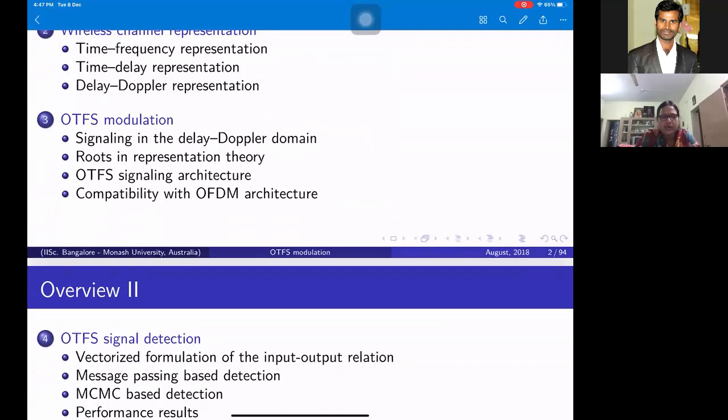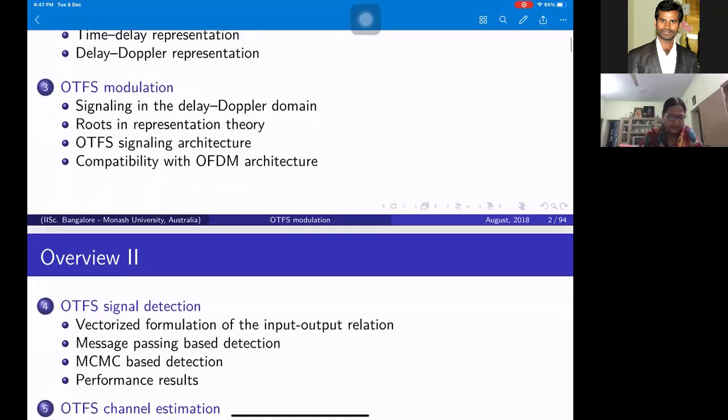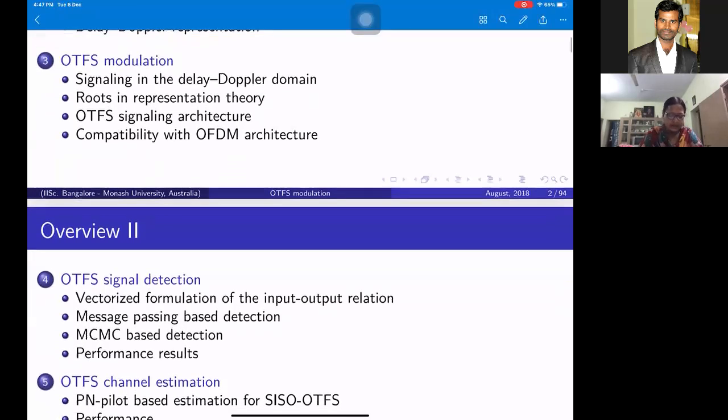So how do we overcome these channels? Even when you are running, I want to access my internet or call my members. So they have identified this signaling in the delay-Doppler domain. This is similar to my GFDM model, but I have not gone exactly into the mathematics of what is happening in OTFS. I have just gone through the slides. This is the signaling architecture, and there is some compatibility with the OFDM architecture.